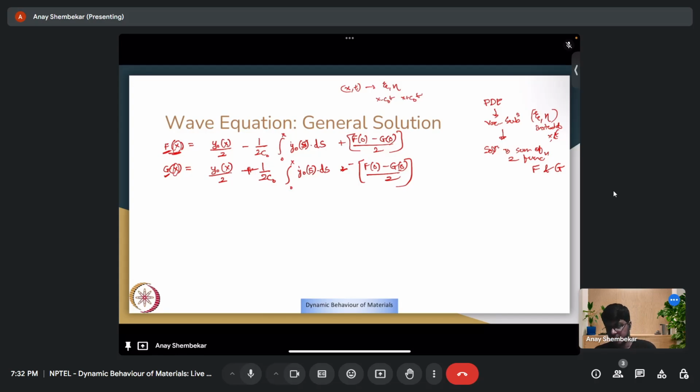An example, I'm not solving this, but an example of the same could be, suppose you have a string like this, should be symmetric, sorry. X is equal to minus L, x is equal to plus L raised to a height y, and then the string just goes on till infinity. If this is your condition at t equal to 0, and there is no initial velocity, only initial displacement.